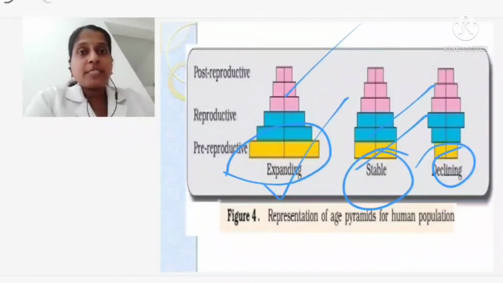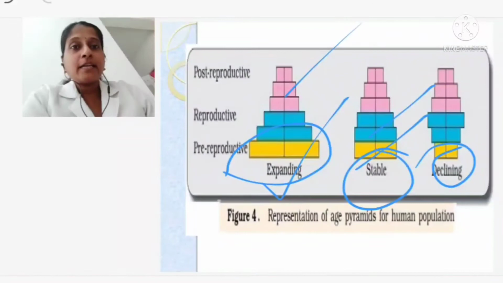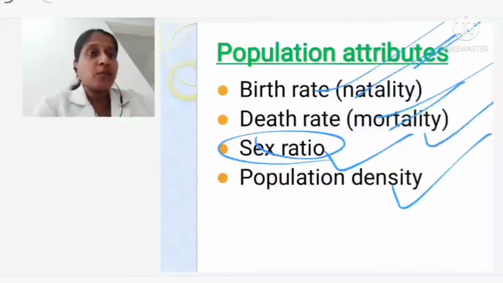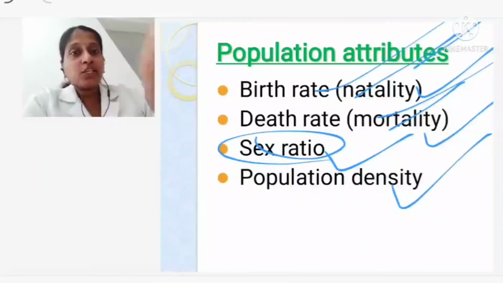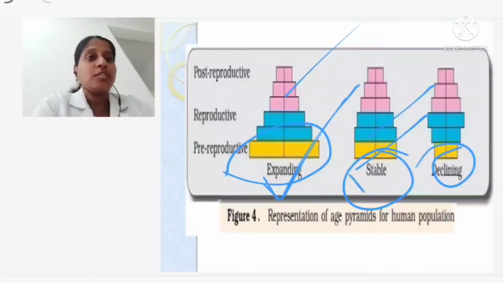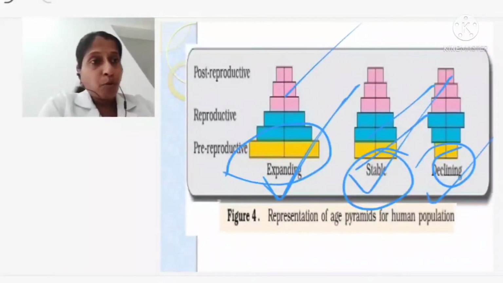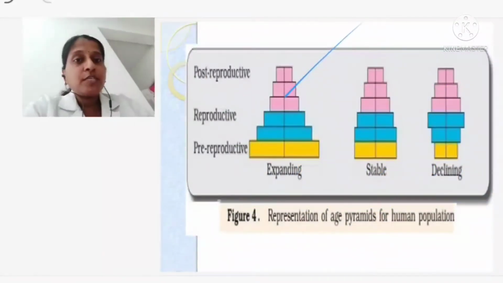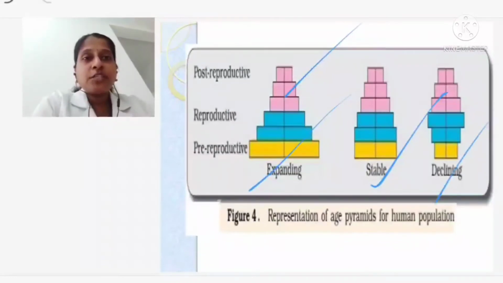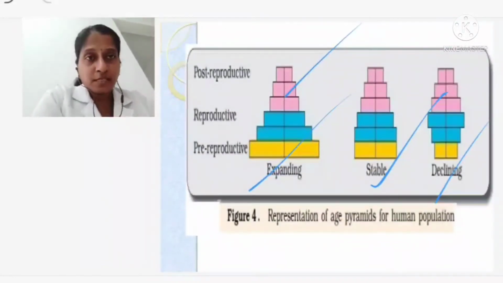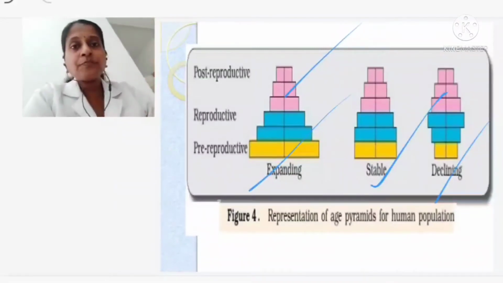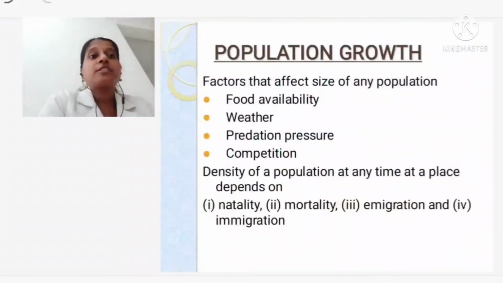The population pyramids. Now next what we are going to discuss, so I hope that is done. So population density, you know what is sex ratio, what is mortality, what is natality. Then we have discussed age pyramids based on that: expanding population, stable population and declining population, isn't it? So expanding in underdeveloped and developing countries, stable population in developed countries, and declining population in areas where all of a sudden there is a disaster. You can find the declining population is taking place because of some crucial situations there.